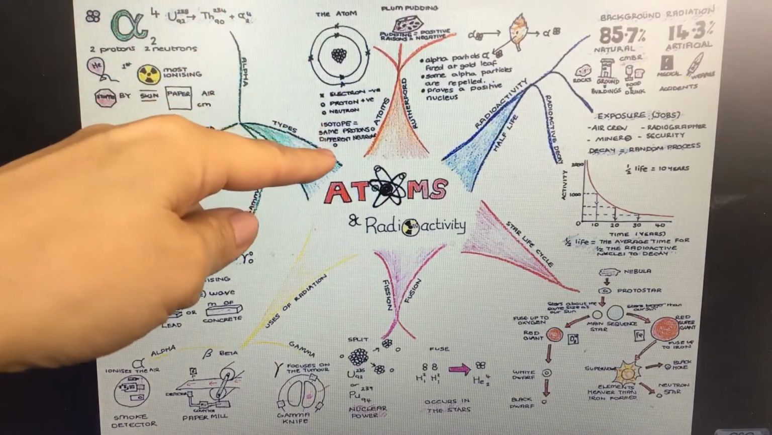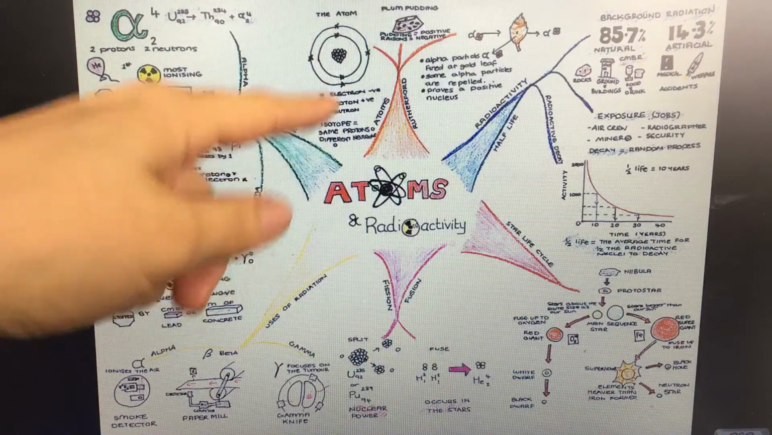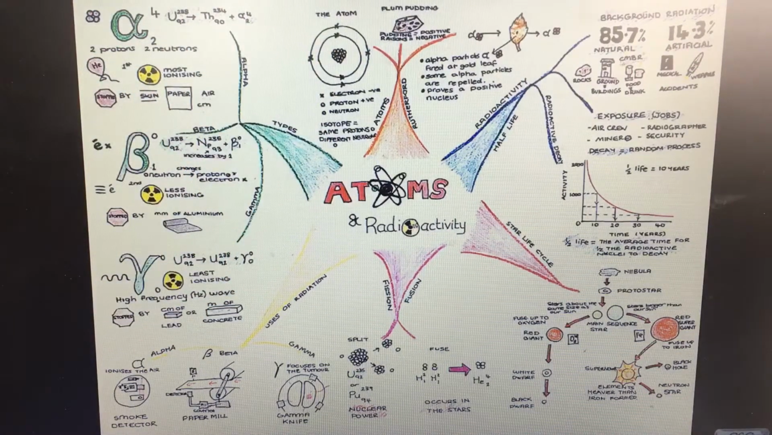An isotope, though, is something with the same number of protons, because that's what makes it that atom, but it has different numbers of neutrons, so it's got different physical properties but the same chemical properties. It would still react the same.